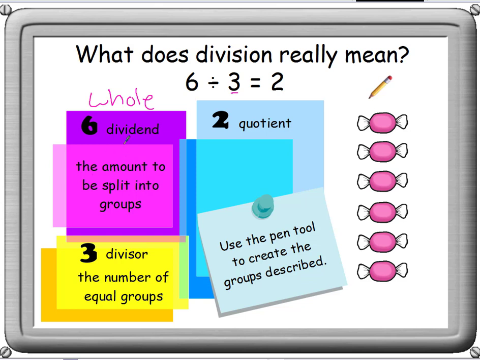Okay, so again, the dividend is your whole, your divisor is how many groups. And then the quotient is the size of each of these groups. Okay, dividend's your whole, divisor is the number of groups, and the quotient is the size of each of these groups.